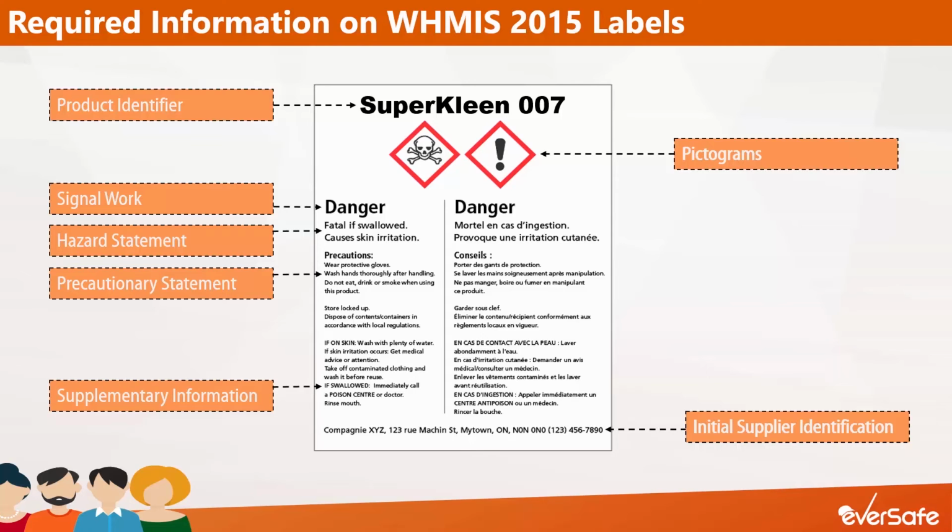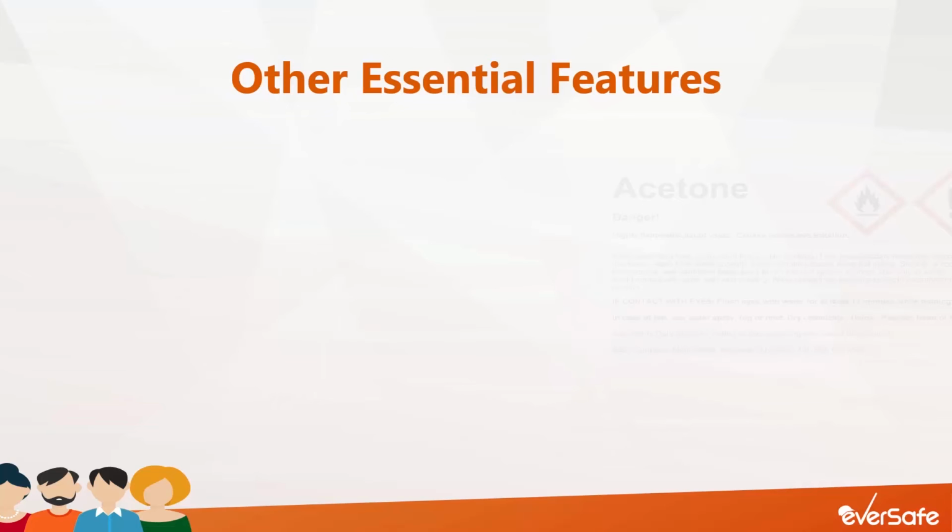Supplementary information includes additional information that can help the user better understand the hazards of the product. This could include things like routes of exposure, first aid measures, physical states, and possibly even hazards that aren't yet included in the GHS. And finally, labels must be bilingual. A container can either have one label containing both French and English information, or two separate labels, each containing one of the languages.